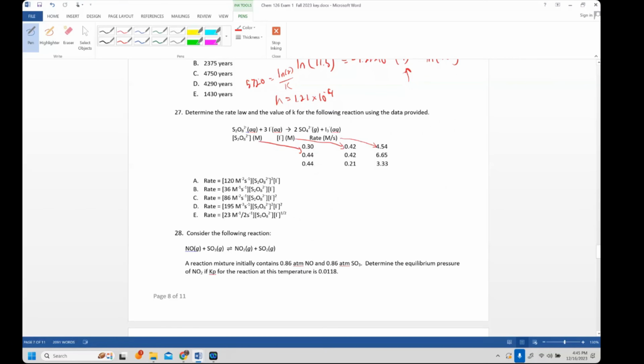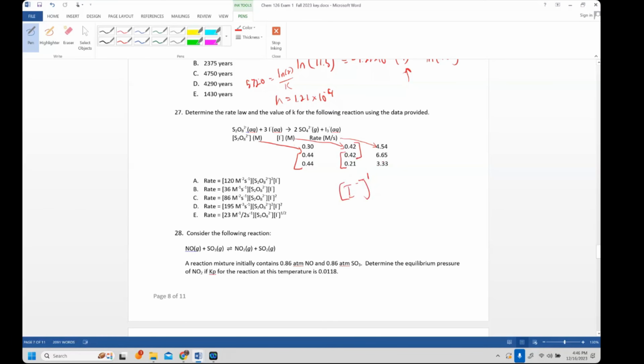So if we look at S2O8, for trial 2 and 3, we keep it constant, and then we decrease the other, the I minus, by half. And what does that do? It decreases the rate by half. If the rate moves the same way as the concentration, so this one decreases by half, the rate decreases by half, we can say it's first order with respect to I minus. So for I minus, we'll just put a 1 on the top. Now, for trial 1 and 2, we keep I minus constant.